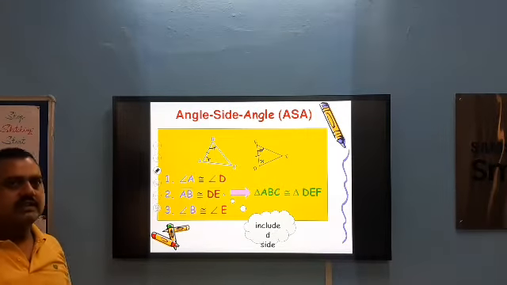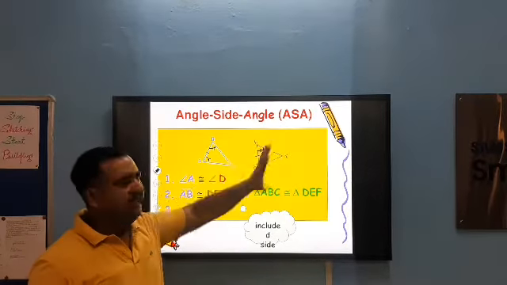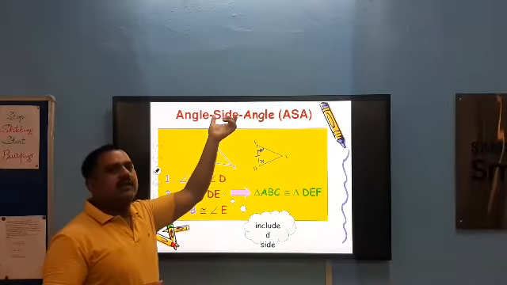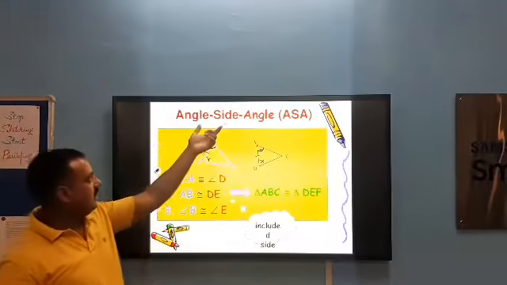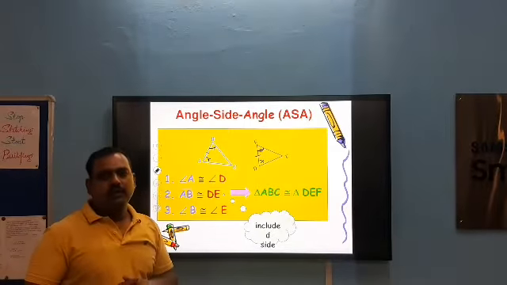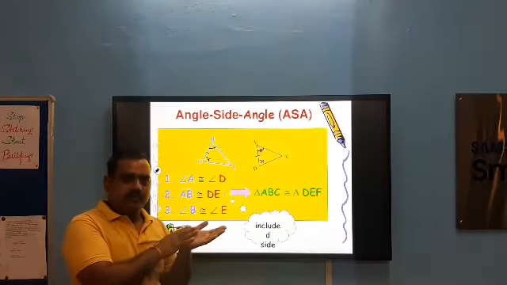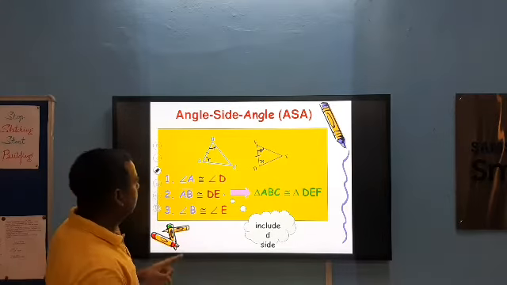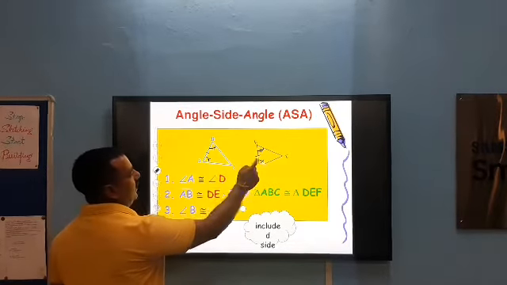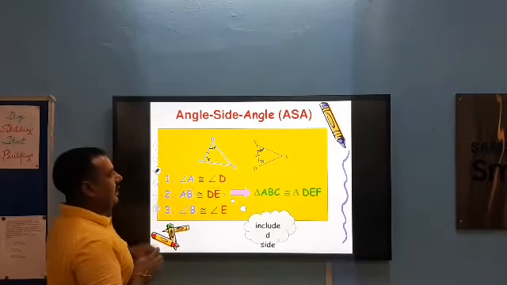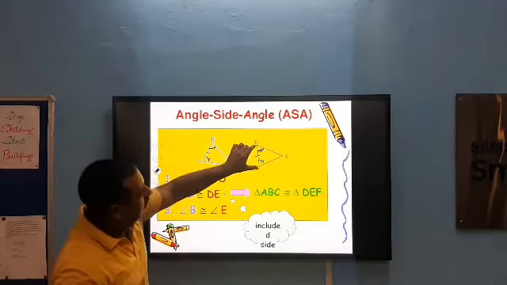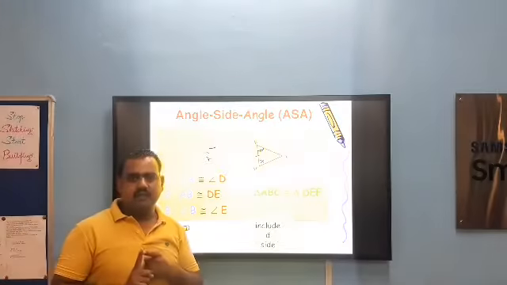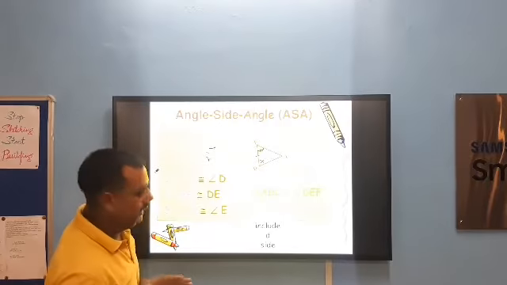Now, the next congruency criteria is angle side angle. Here, two angles are given and the included side is given. Side is written in the middle of the two angles. So, just like SAS, we have this criteria ASA, in which if you know two angles are equal, that two corresponding angles of two triangles are equal, and the side which is included in the two equal angles is also equal, then we can say the triangles are congruent to each other.